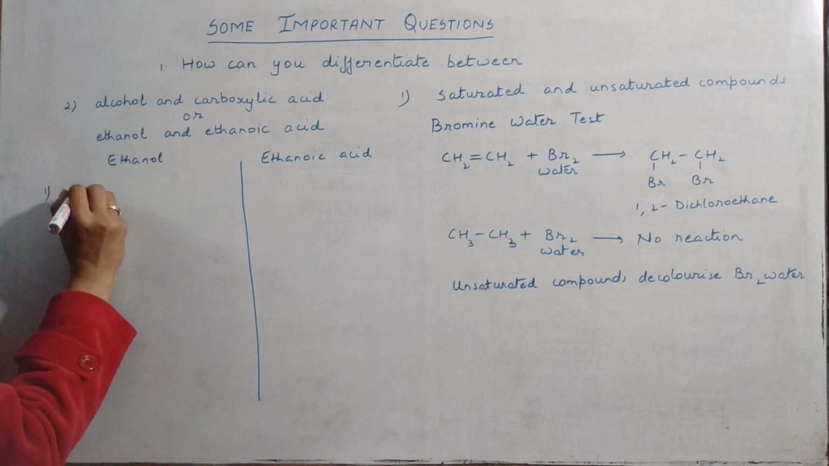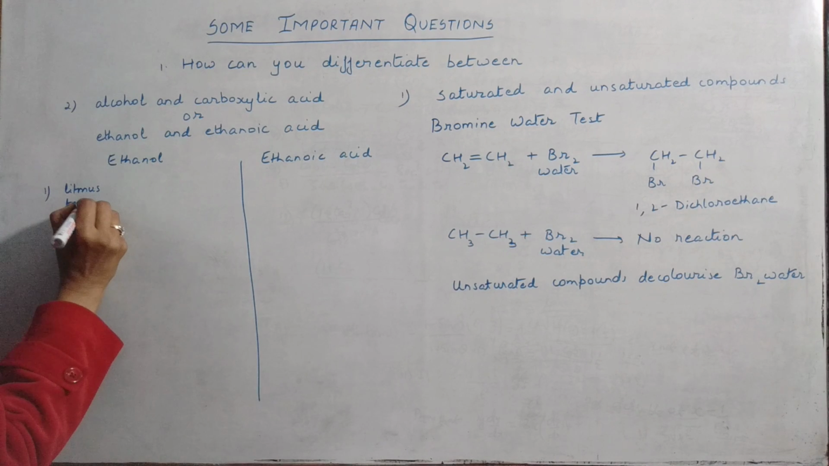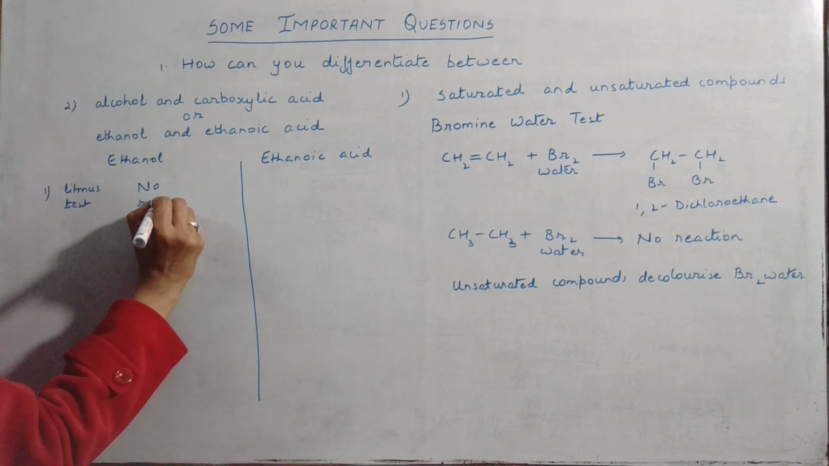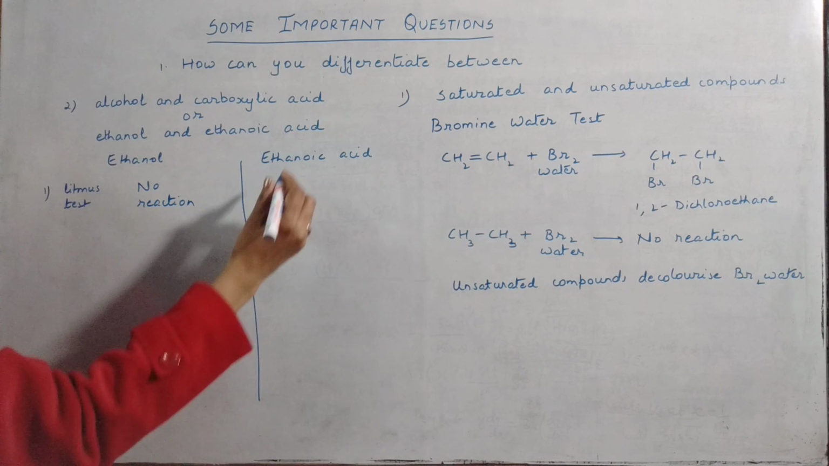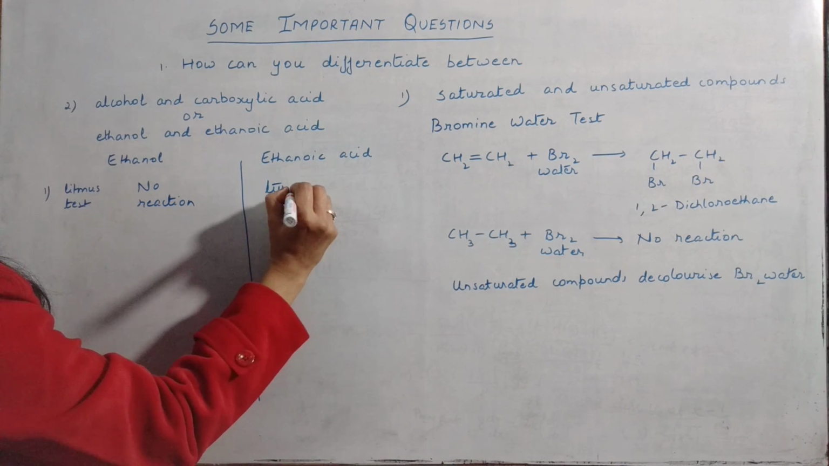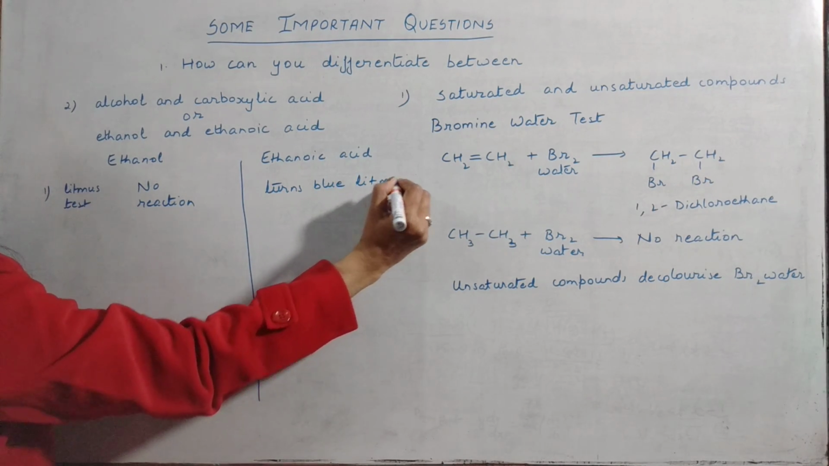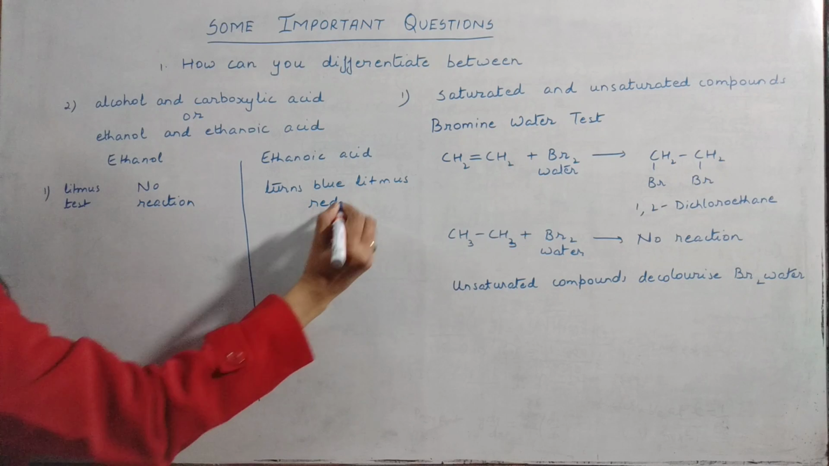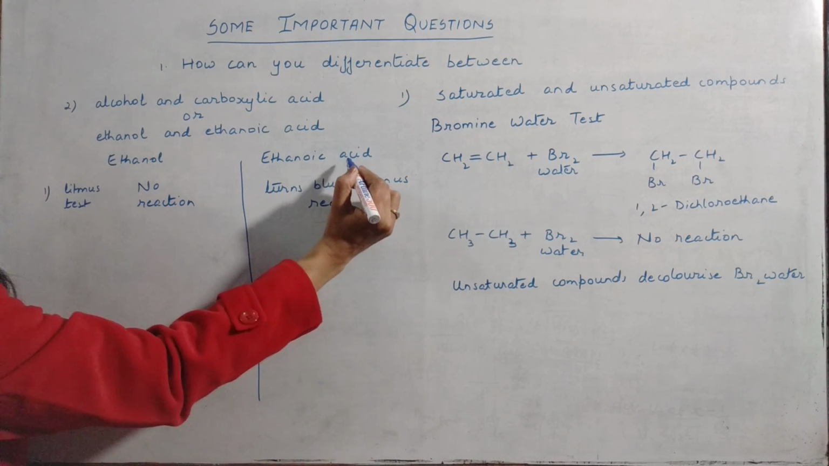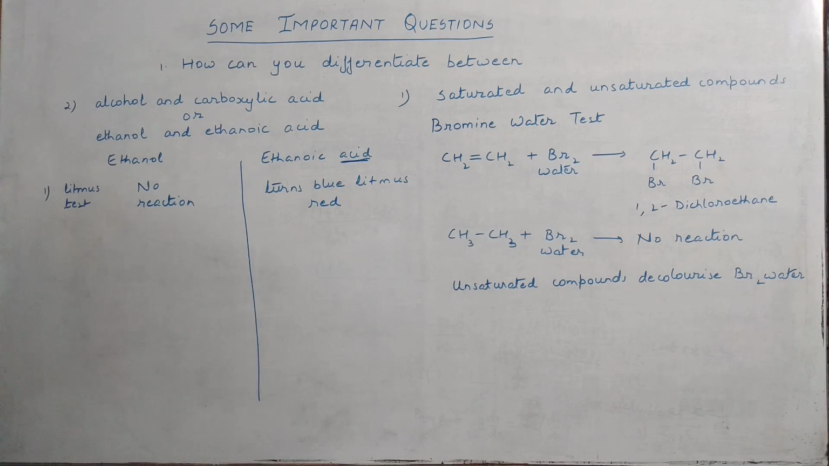Ethanol does not react with litmus. So if I write litmus test, for ethanol it will be no reaction or no change in color, whereas ethanoic acid turns blue litmus red. Because ethanoic acid is an acid, although it is a weak acid, but acids have the property that they turn blue litmus red. Whereas ethanol is an alcohol, it is neutral. It does not have any effect on either blue litmus or on red litmus.